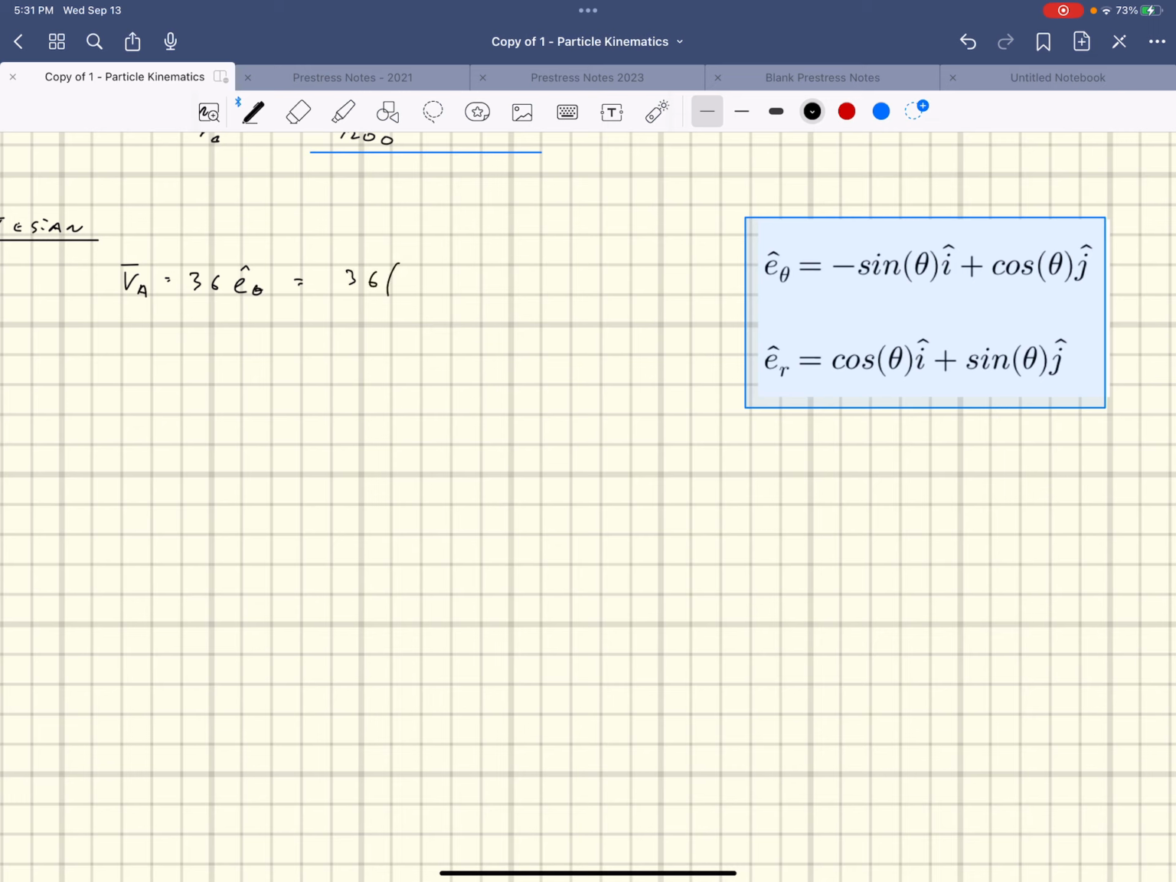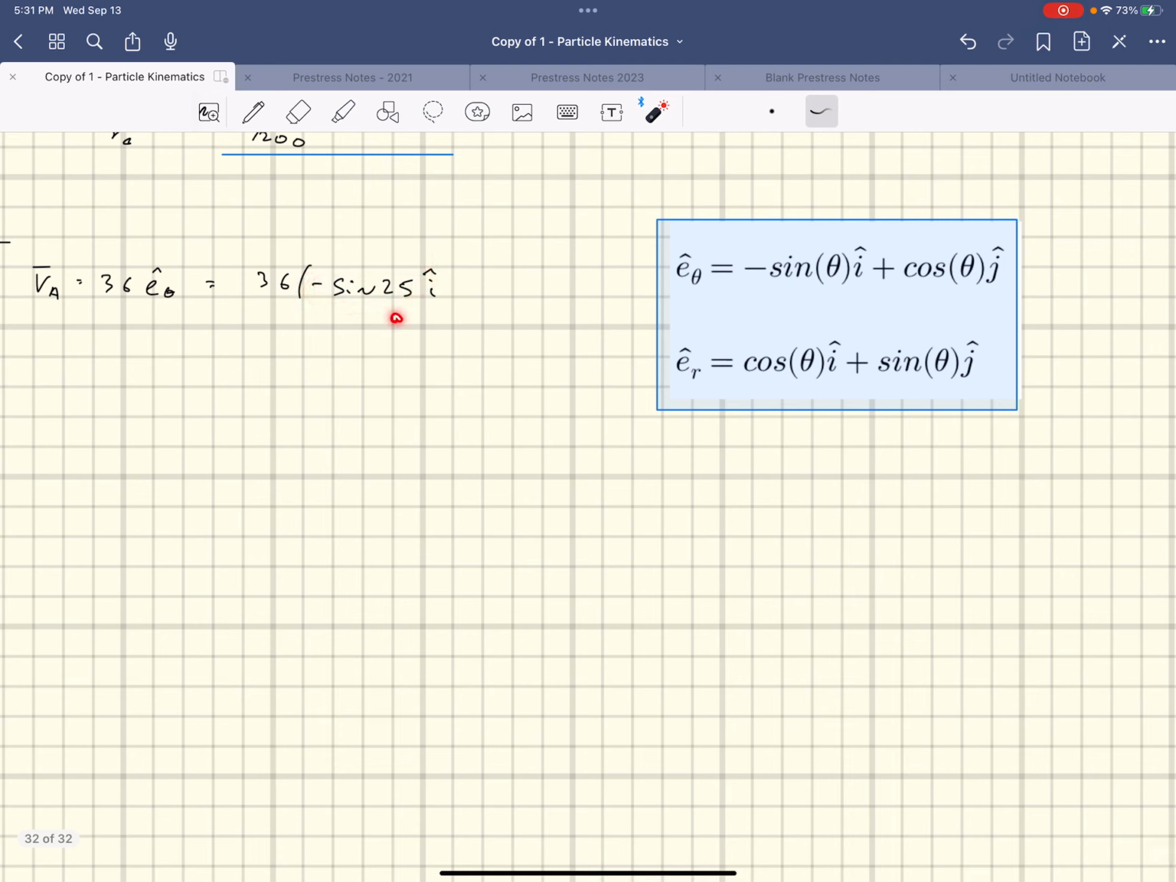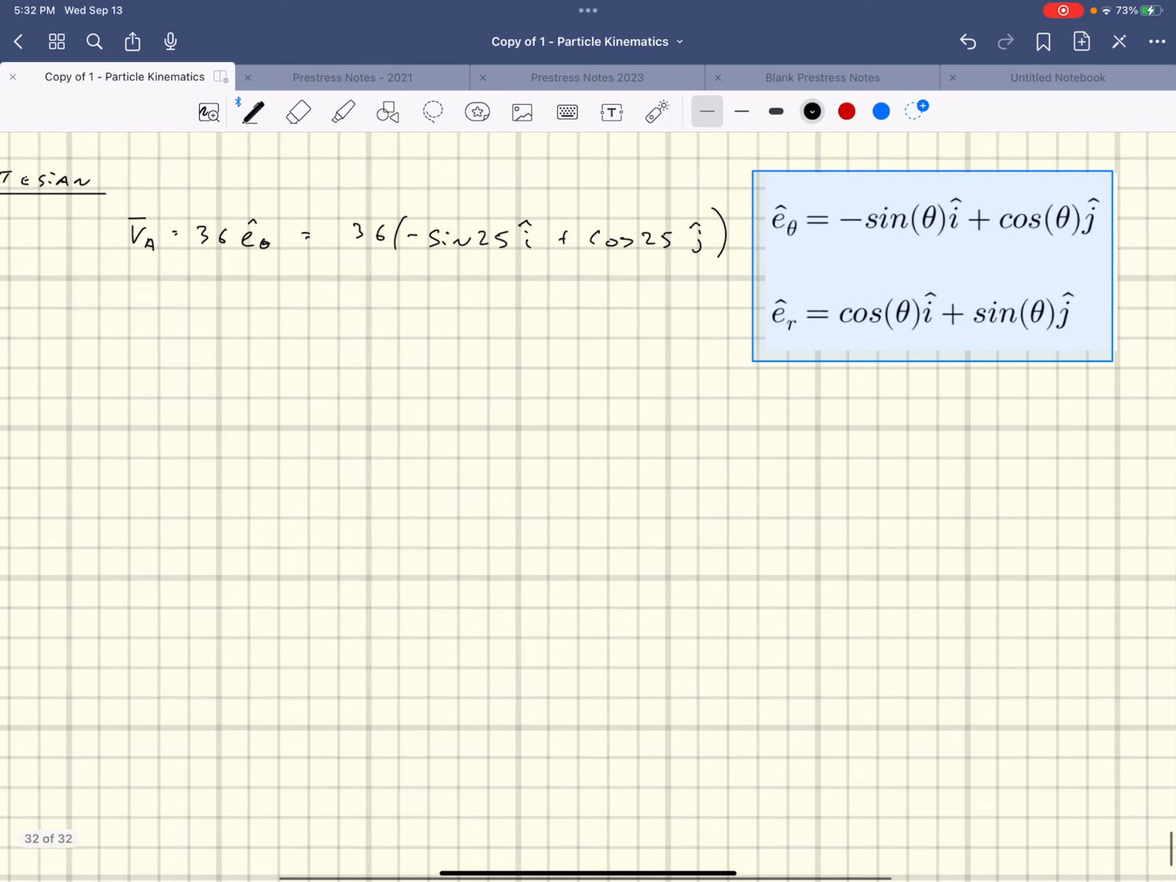All right, so this becomes 36 times negative sine 25. That angle's 25. That's in degrees, so you've got to be careful. Make sure you're doing these things in radians or degrees. In this case, I'm doing it in degrees. So in my calculator, when I calculate sine 25, make sure you're doing it in degrees. That's in the I direction, plus cosine 25 in the J direction. So that transforms it into the Cartesian coordinates.